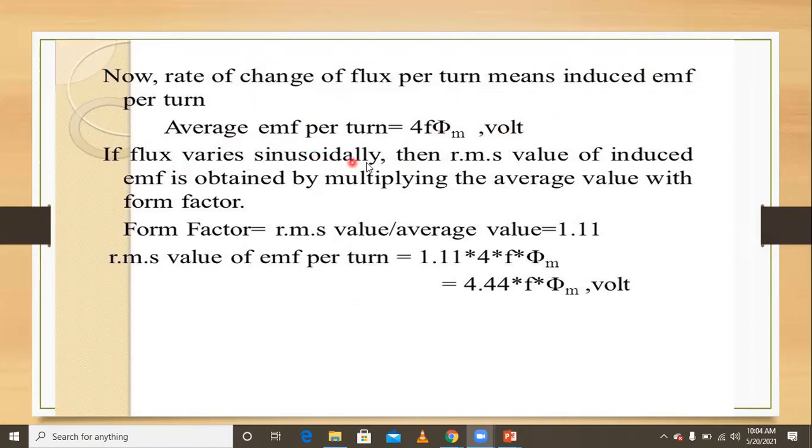If the flux varies sinusoidally, the RMS value of the induced EMF is obtained by multiplying the average value by the form factor. Form factor is equal to the RMS value divided by the average value.